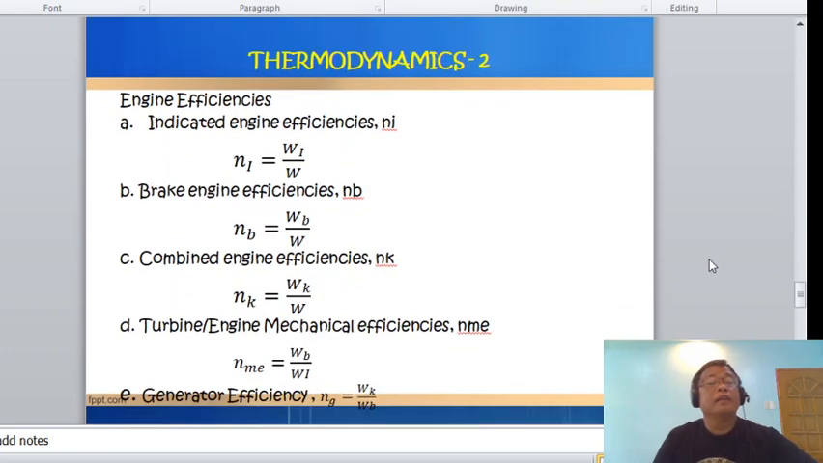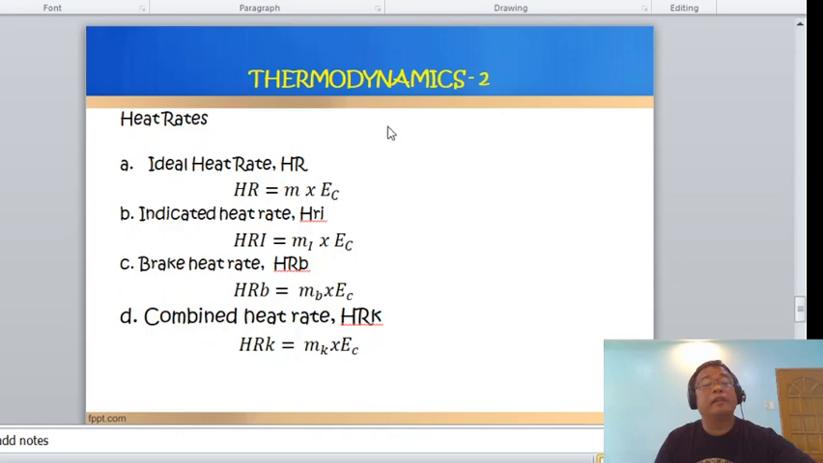And then engine efficiencies. The indicated engine efficiency is equal to the indicated work over W. Brake engine efficiency is the brake work over W. Combined engine efficiency is the combined work over W. The turbine engine mechanical efficiency is of course the brake work over the indicated work. And for the generator efficiency, that is the combined work over the brake work. Another is heat rate, class.